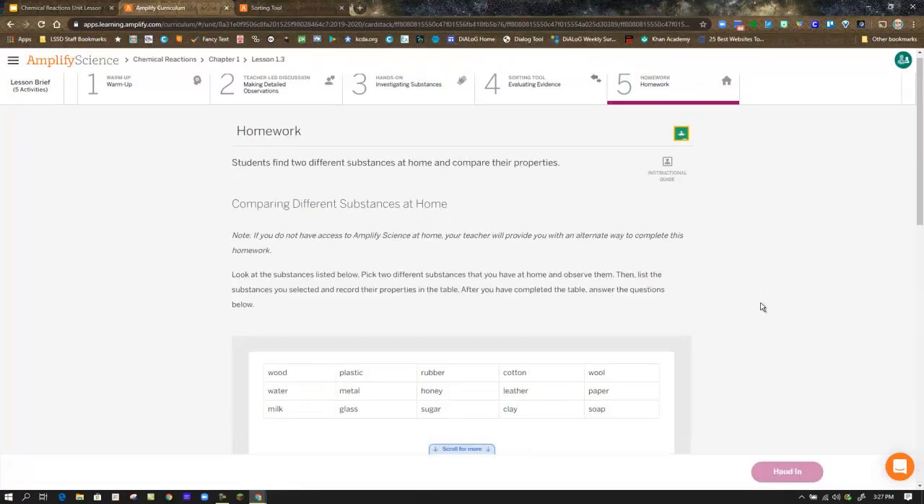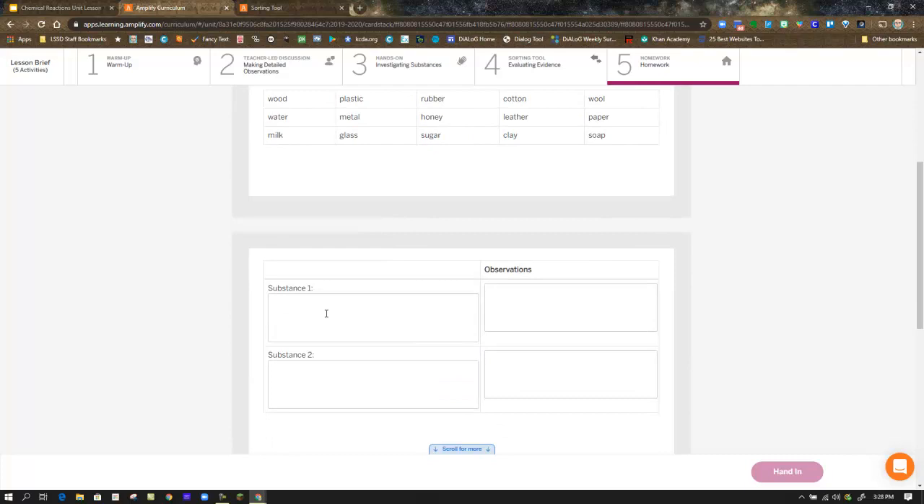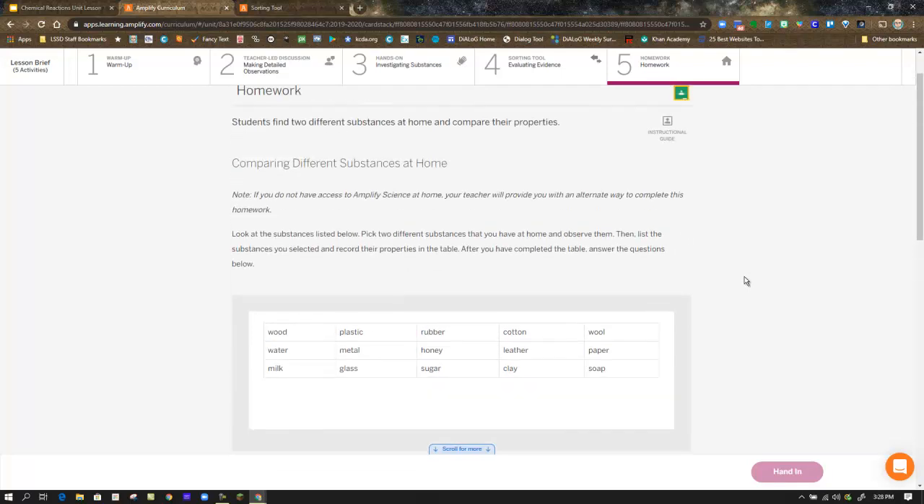And then step 5 asks you to look around your home, your residence, see if you can find a couple substances and practice making observations about them and determining similarities and differences. Again, trying to be as specific as you can. And that completes, after you hand that in, that completes step 5 and lesson 1.3.